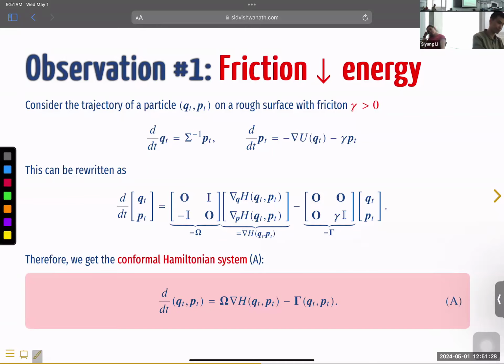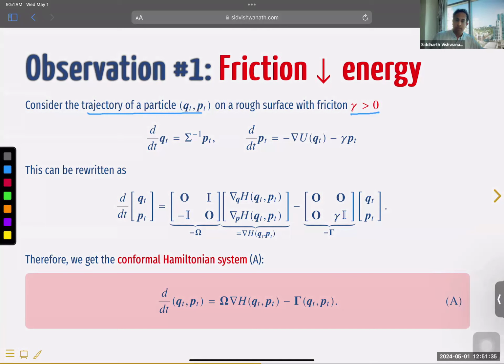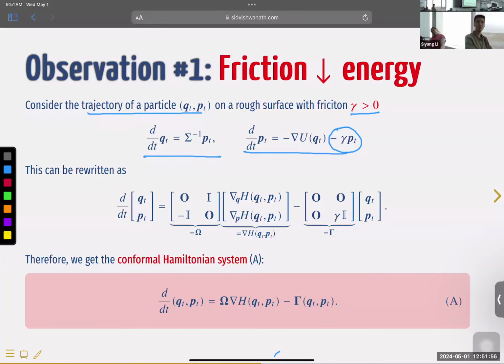So what we mean by this is, if you look at the trajectory of a particle that is now subjected to some frictional damping, this is what your differential equations are going to look like, where this additional negative gamma times p_t term that you see over here is the constant linear damping that is happening because of friction. So we can rewrite this as a Hamiltonian ODE in the following form.